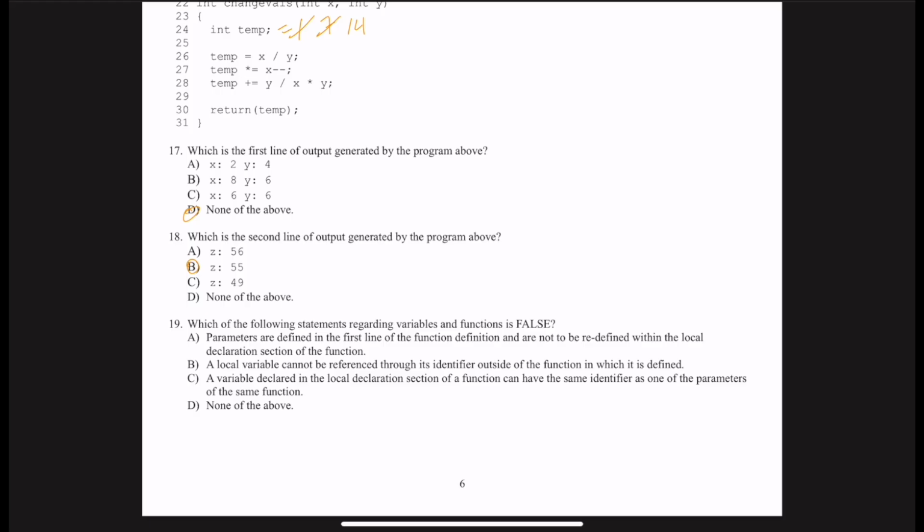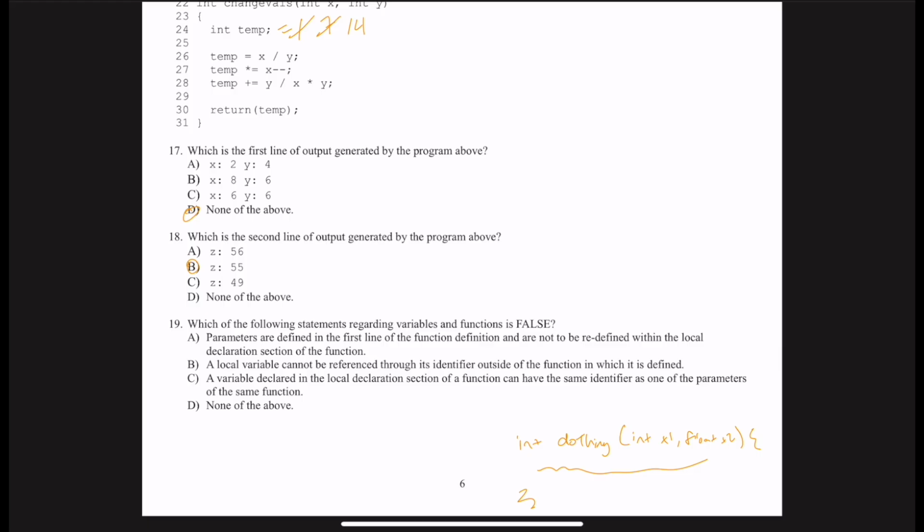A. Parameters are defined in the first line of the function definition and are not to be redefined within the local declaration section of the function. So this one is going to be true. So remember, the first line of our function definition is going to have return type, name of the function, parameters, and then our function's inside the body, right? And so x1 and x2 are already declared in this first line of the function, so we don't need to declare them again inside. That would run into some issues. So A is going to be true.